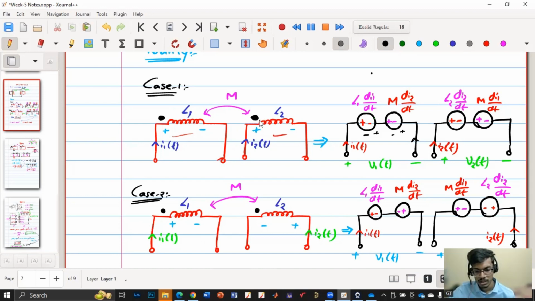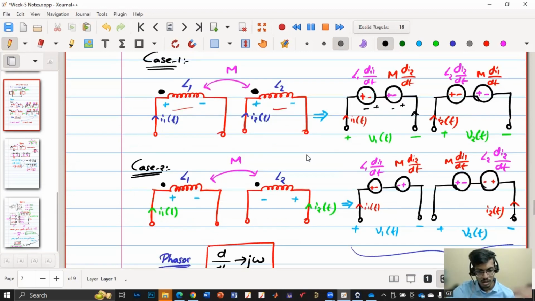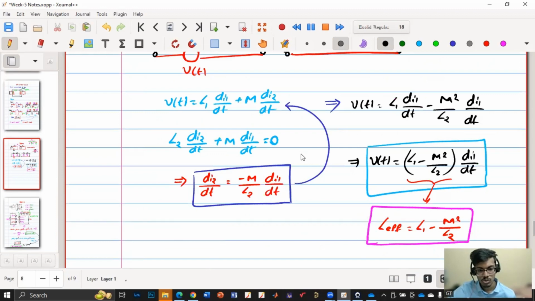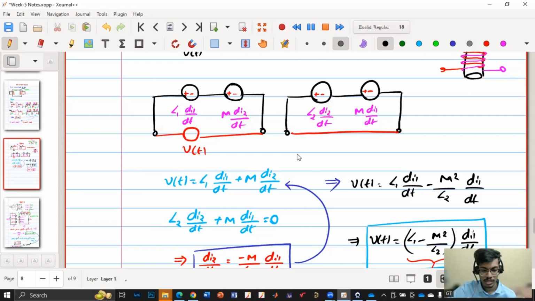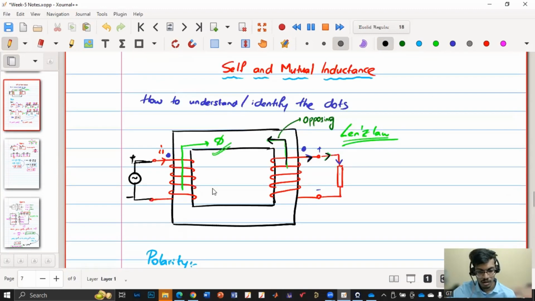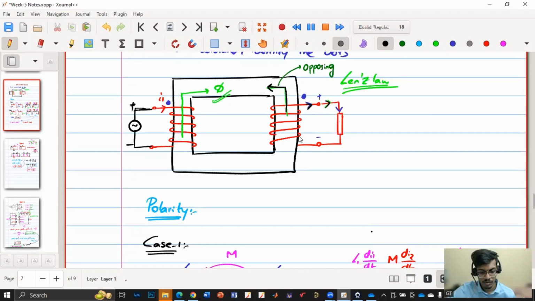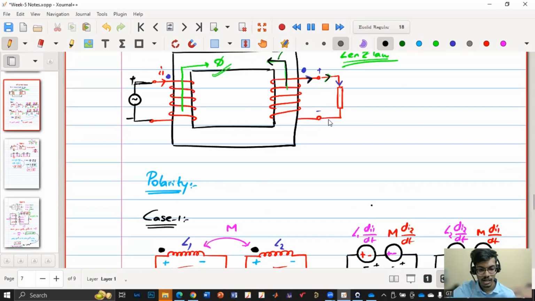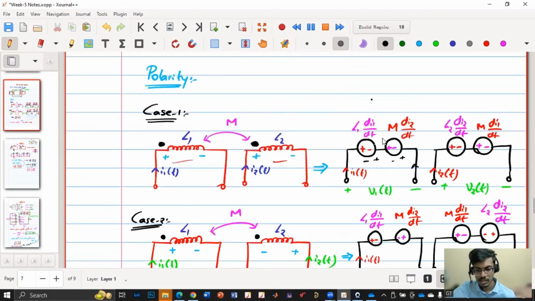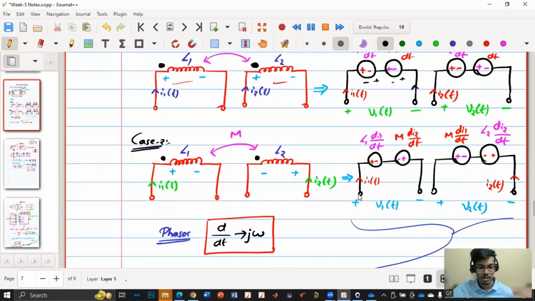Thank you. I think I took so much time. But I completely suggest you to draw or solve some problems. Then you will better understand the dot convention. And also, if you want, for a given example, you assume a dot convention and see if the current is entering in both the cases and leaving in both the cases, how the polarity is changing, and then you can correlate with case 1 and case 2. But don't confuse yourself.